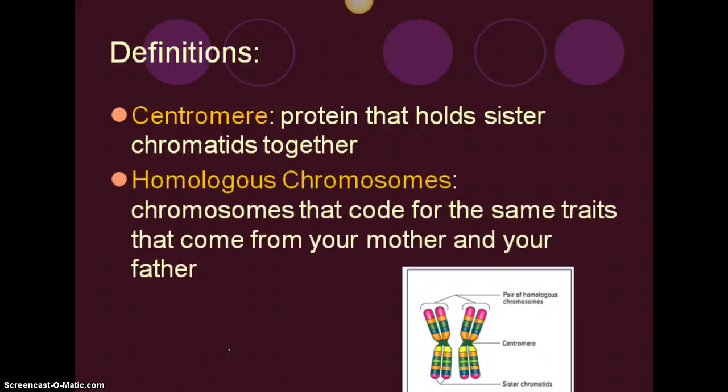And then homologous chromosomes are chromosomes that code for the same trait that come from your mom and your dad. So you have a chromosome number 1 from your mom and a chromosome number 1 from your dad. The same thing's true for chromosome number 2 and chromosome number 3, and so on as you go through the list of chromosomes.